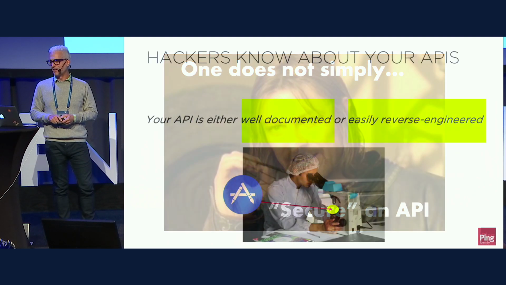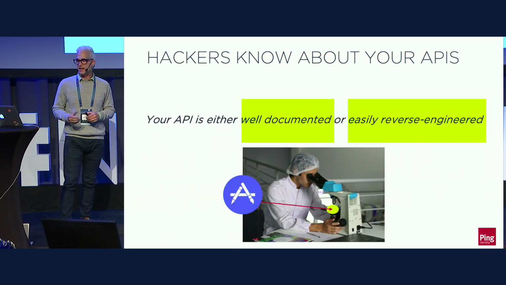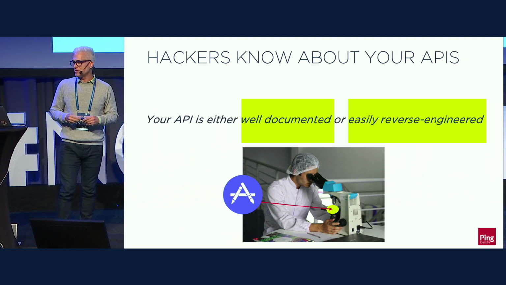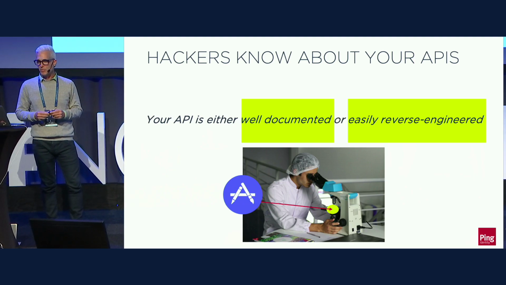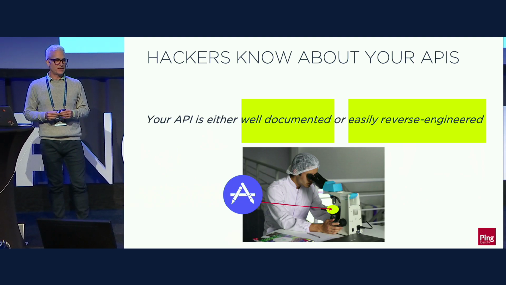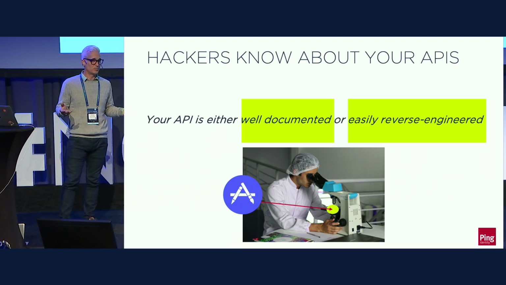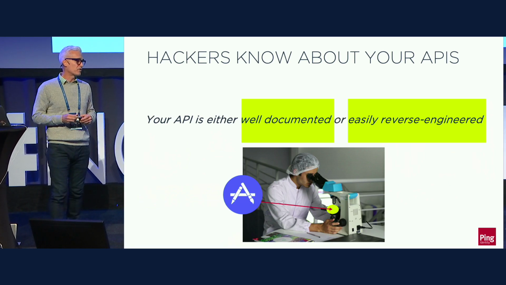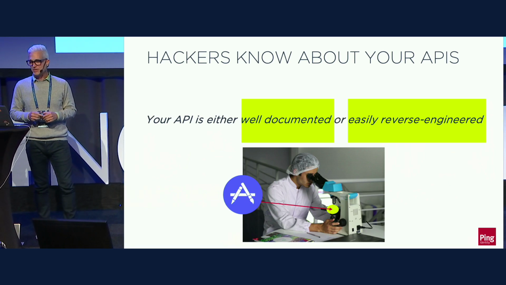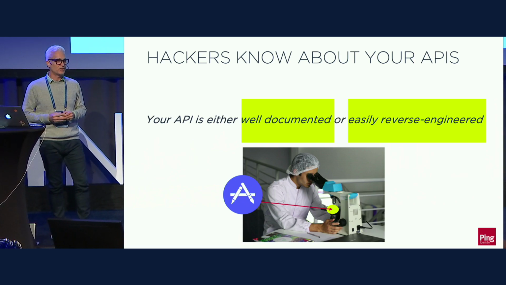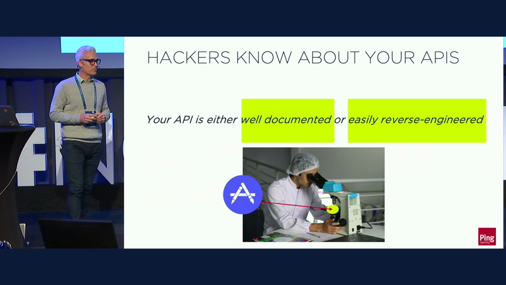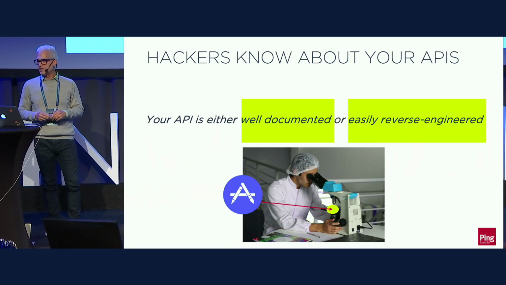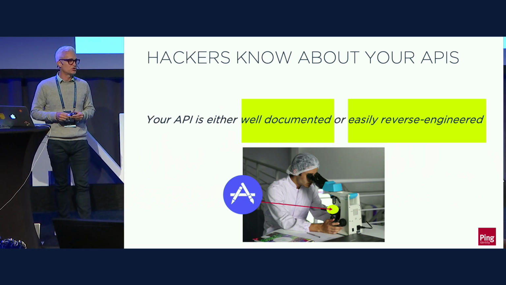And one of the things to keep in mind, and that touches back on what I was saying earlier about the implementation detail, is that hackers know about your APIs, right? Your API is either well documented because it's public, or if it's not, then it's easily reverse engineered. One of our customers uses, as an analogy, a hacker decapitating a client-side app, and then looking inside and figuring out how the API is being called. So this is easily reverse engineered.